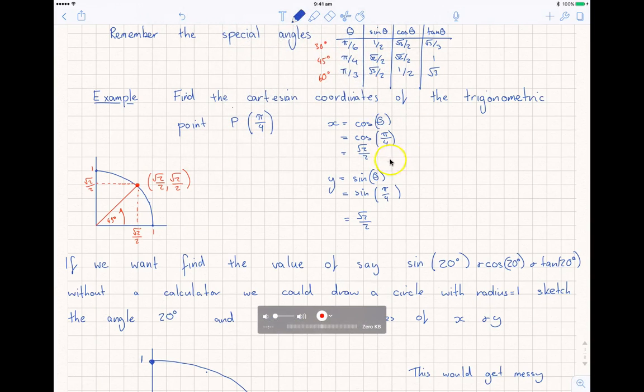Right, so we find our Cartesian coordinates. x is square root of 2 on 2, and so is y. And there it is there. By symmetry, you would expect them to be the same because they're the same distance up on the x-axis as on the y-axis.